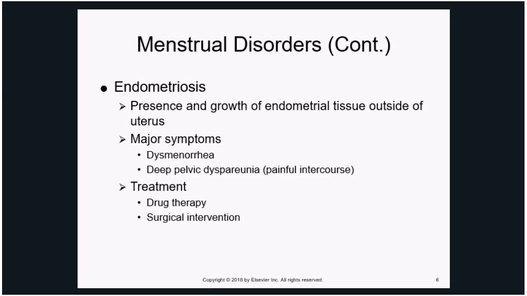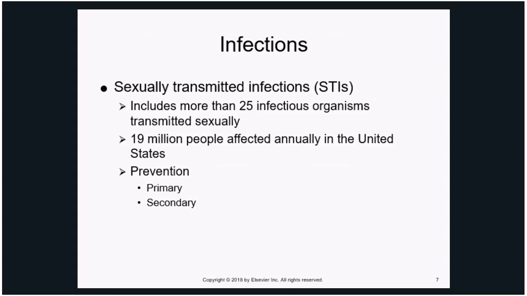Endometriosis is the presence and growth of endometrial tissue outside of the uterus. Major symptoms include painful periods, or dysmenorrhea, and deep pelvic dyspareunia, which is painful intercourse. Treatment includes drug therapy as well as surgical intervention. And once surgery is done for endometriosis, the scar tissue can grow back, so there may be a reason for multiple or other surgeries in the future.